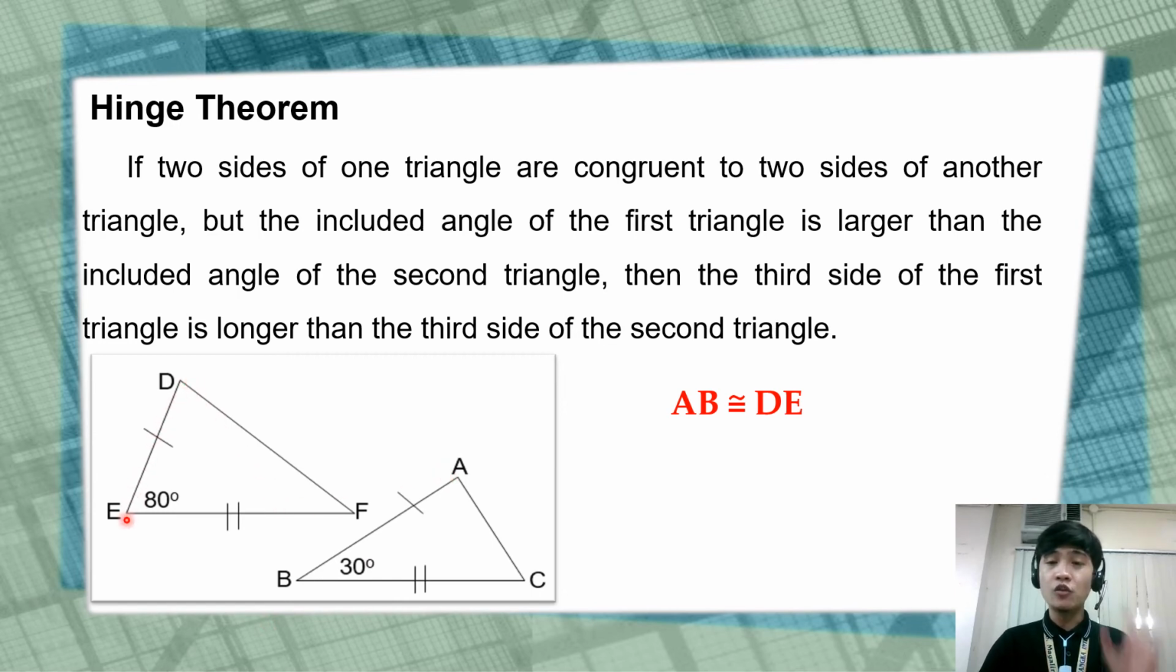Okay? Yan yung unang pares ng side na equal. Second, segment BC is congruent to segment EF. Ayan. So may dalawang pares tayo ng side na equal. Okay? Ngayon, we have here angle E or angle DEF o angle E na lang para mas madali nating ma-picture out. And angle B is 30 degrees.